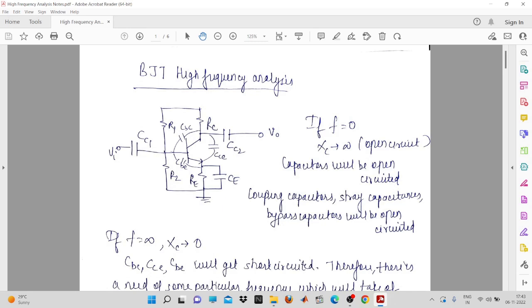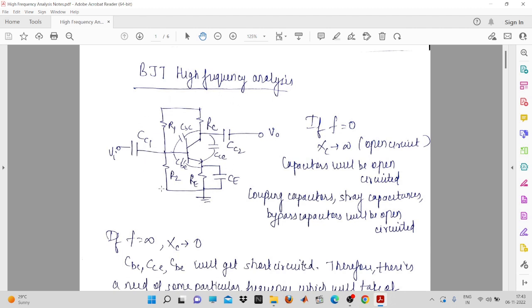So today we will start our discussion on the high frequency analysis of the BJT. We have already studied the small signal analysis of the BJT, and there we have done the AC analysis. You know that this circuit is a voltage divider circuitry, and this circuitry is going to provide the bias stabilization.